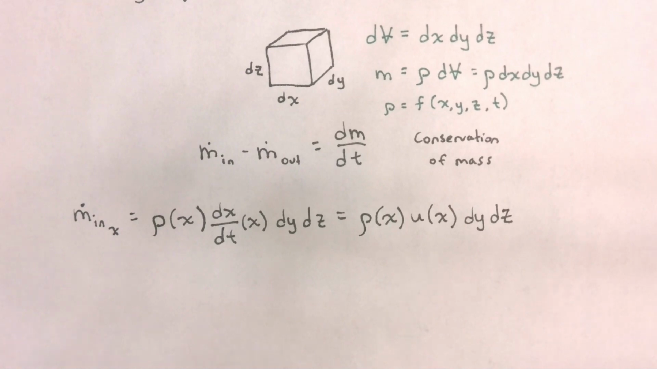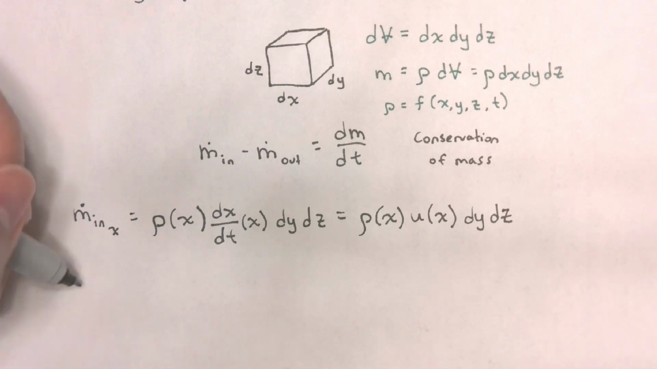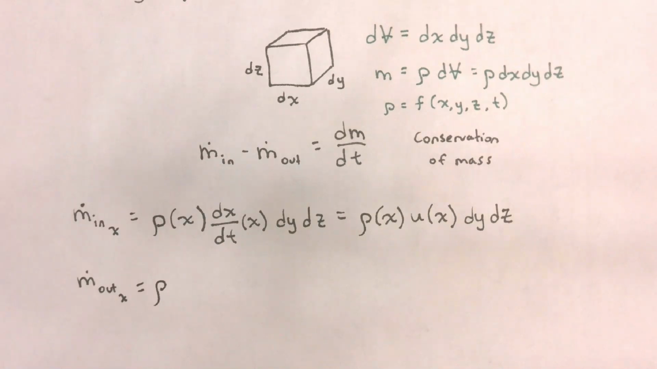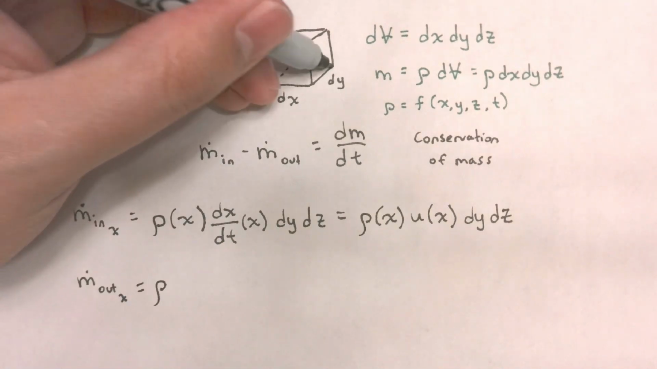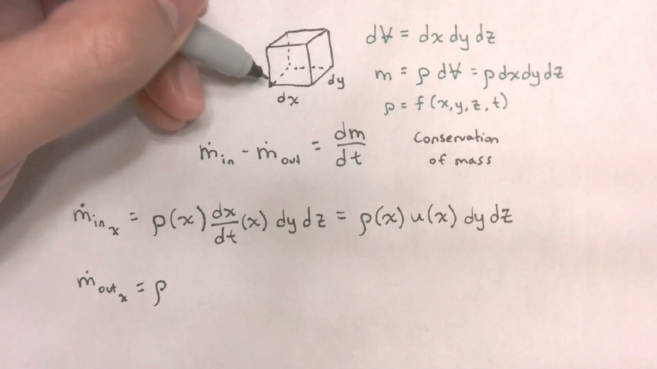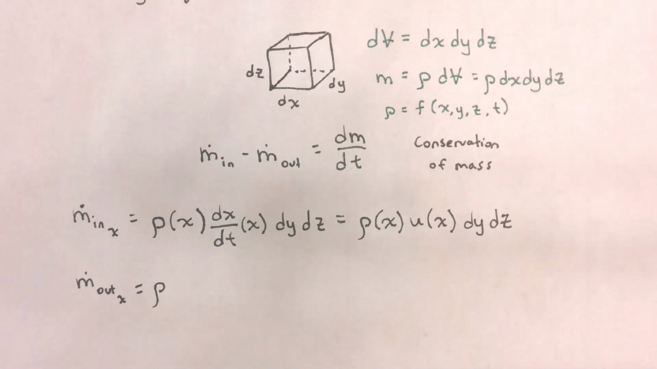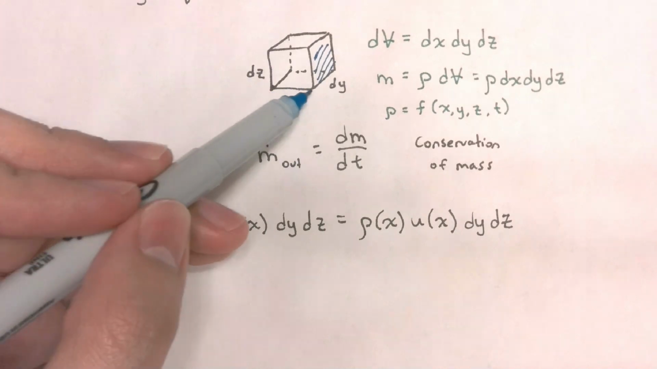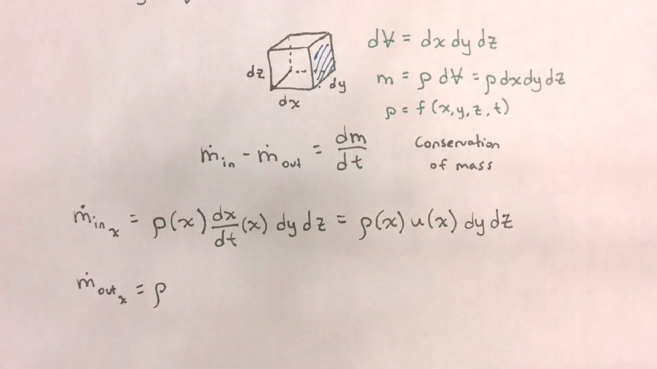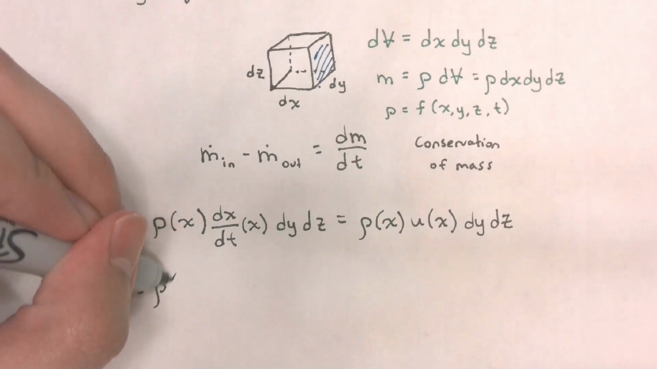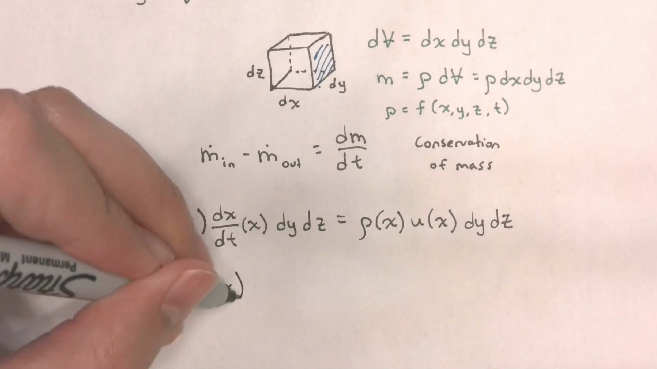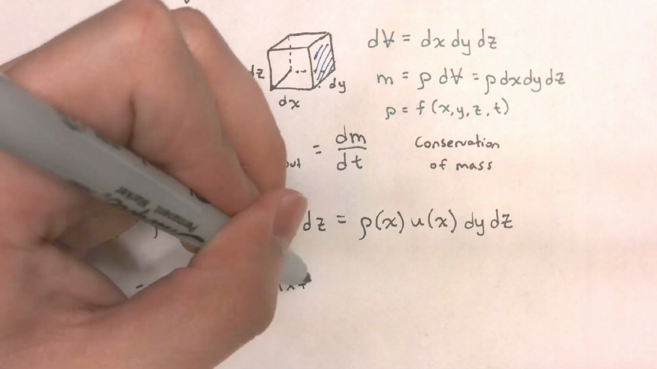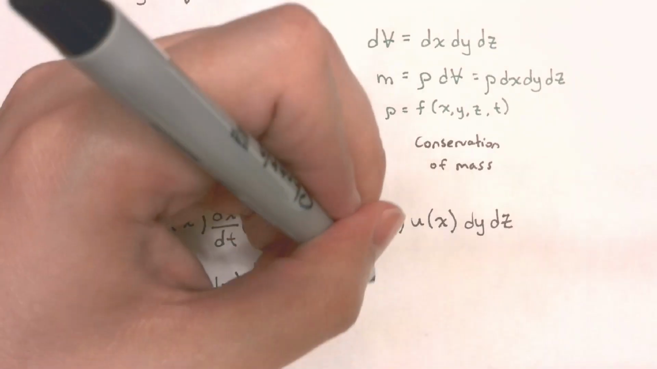Similarly, we can find the mass flux leaving the control volume in the x direction as mass flux out in the x direction equals the density. Now, because we are taking the mass flux entering the control volume at a point x, the mass flux leaving the control volume should leave through a face that is located at x plus dx. In other words, the mass flux leaving the control volume is equal to the density at x plus dx times the rate of change of x with respect to time at x plus dx times dy dz.